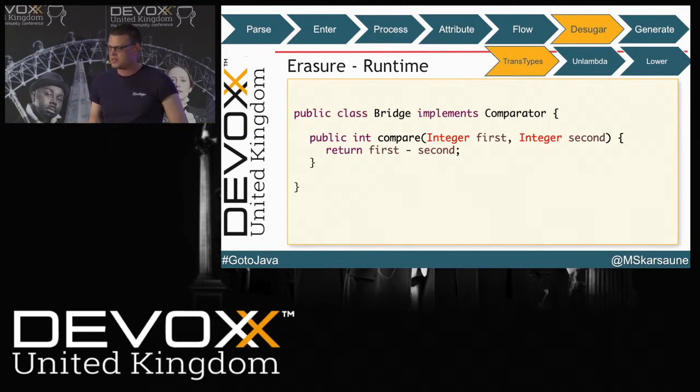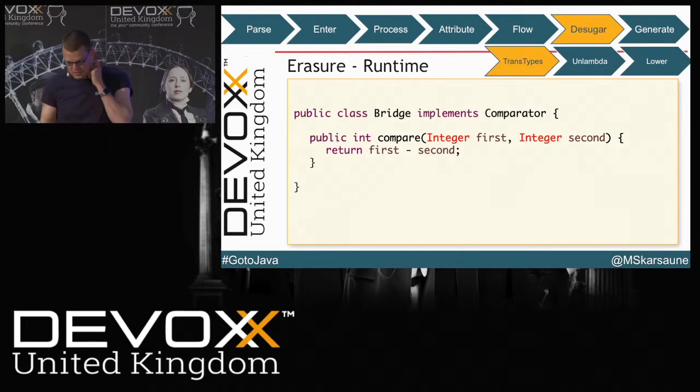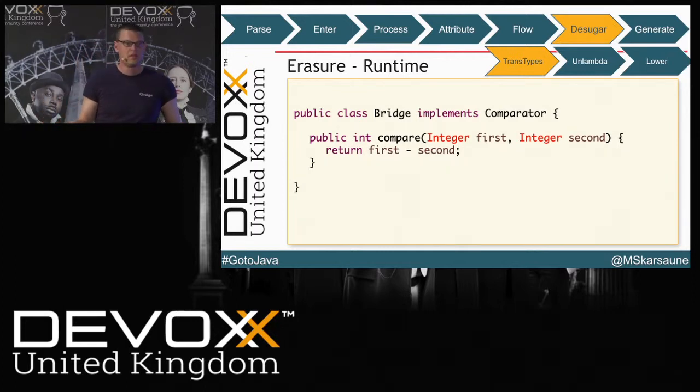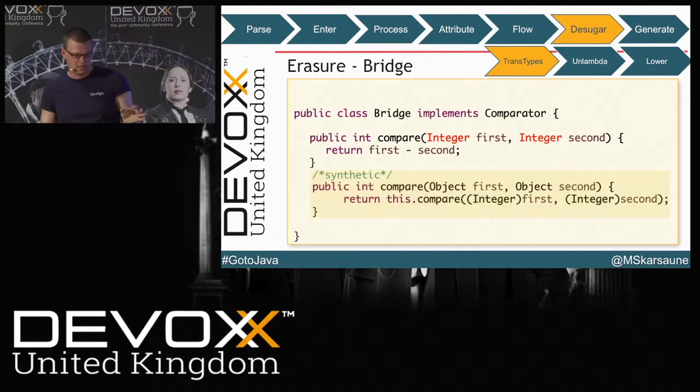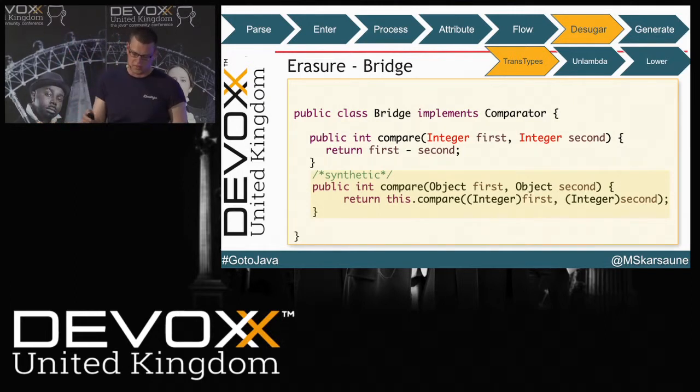Have you seen traces of this? It raises specific type information. Yes. But in addition, in order to make this work, there is a bridge method. So it will add this synthetic method, which is called a bridge method. Synthetic is a flag to say that this is something that the compiler created. So it will then create a compare method with object parameters, which then makes a typecast and calls your compare method.